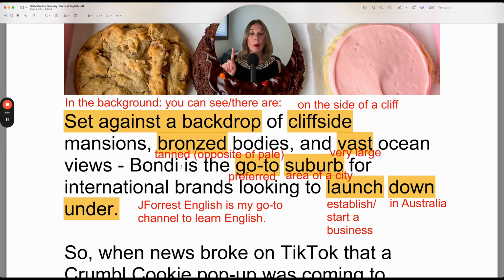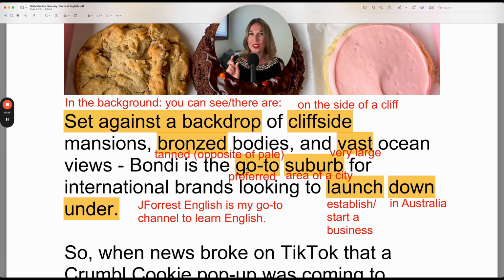Australia. So Bondi, this very picturesque area, which they refer to as a suburb. A suburb is just a smaller area within a city because whatever city they're talking about here is probably a large area. So if you want to be more specific, there are many smaller areas called suburbs, and each suburb has a name. So the name of this suburb is Bondi. And Bondi is the go-to suburb.